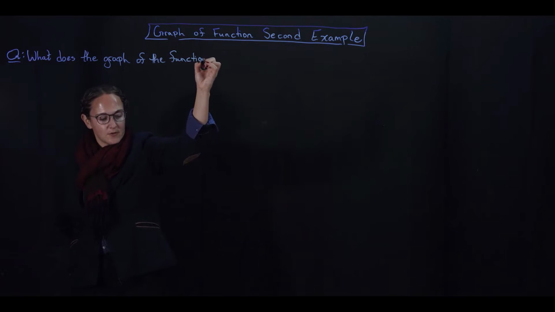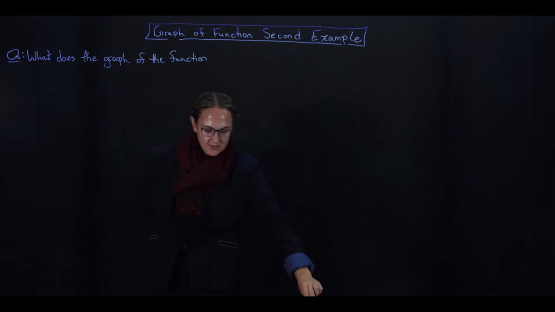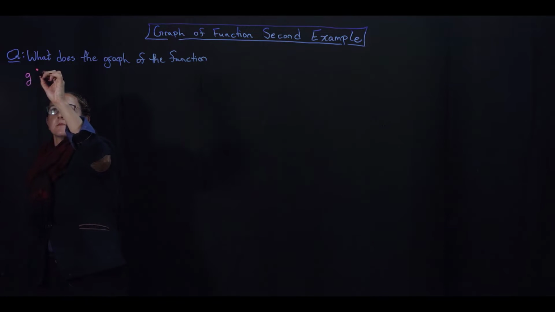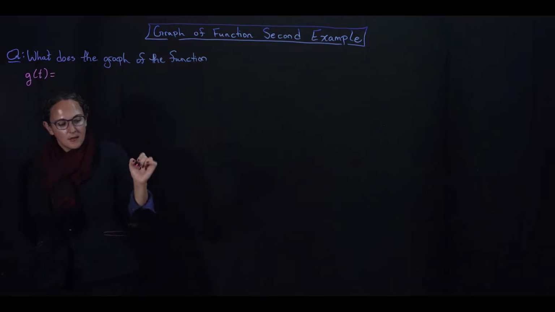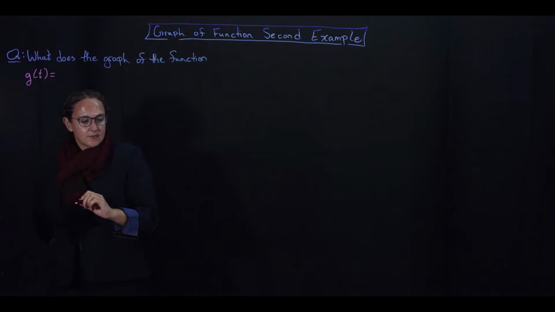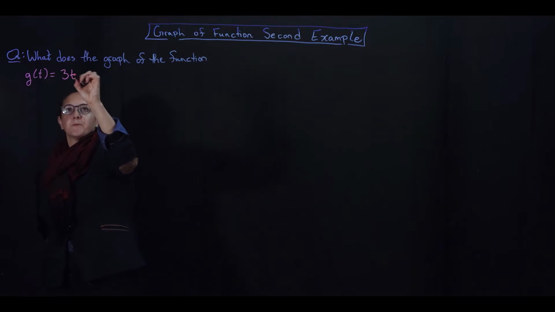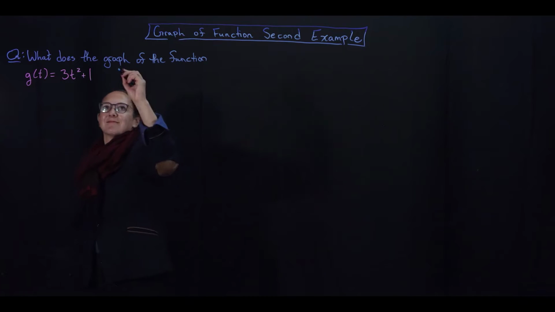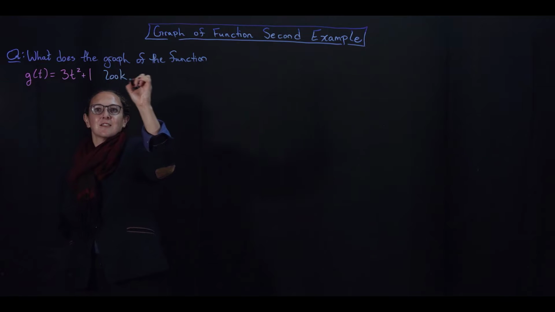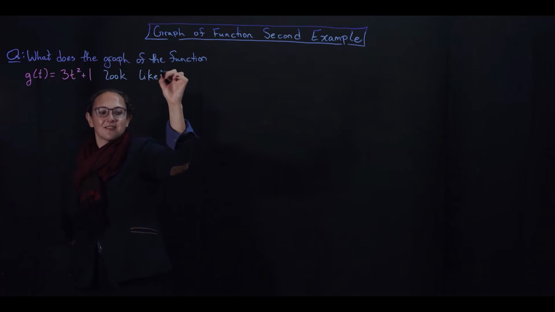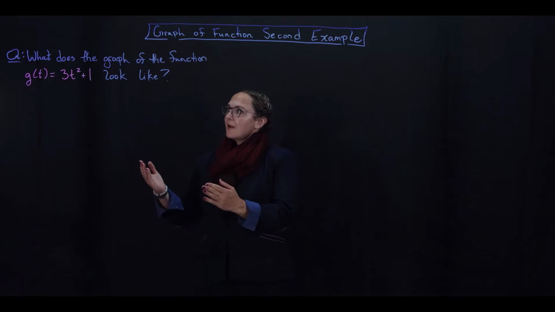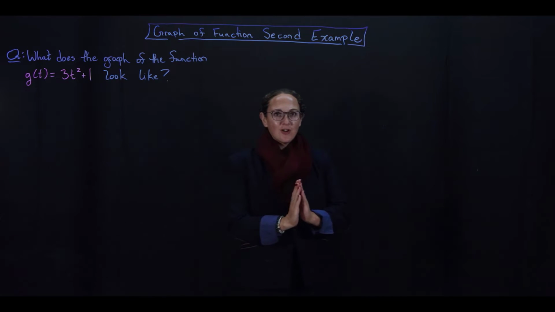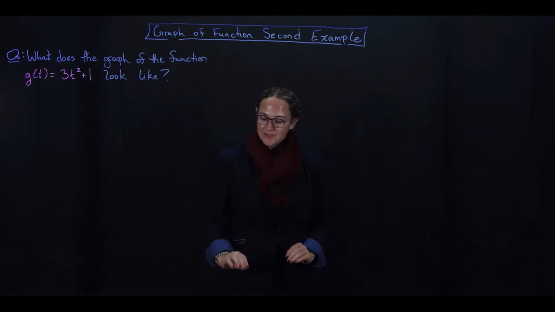and the function that we're going to want to look at is going to be the function g of t equals 3t squared plus 1. And we're going to want to know, what does this look like? Now because t is our input, we're going to want the horizontal axis to actually be the t-axis.